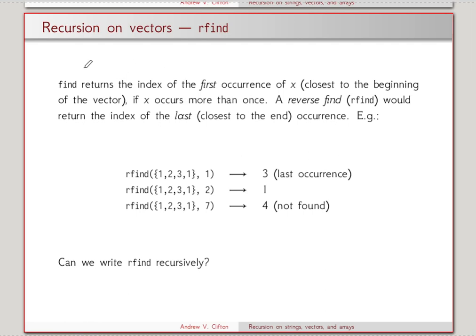Now find starts at the beginning and searches forward. So it's going to find the first occurrence of the x that you're telling it to look for, if x occurs more than once here.